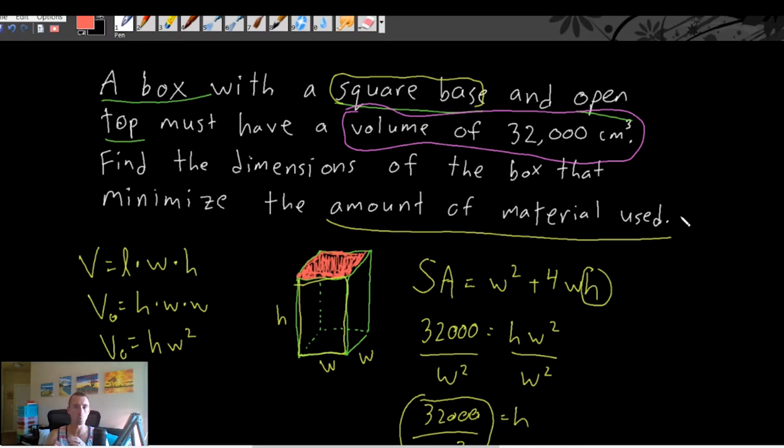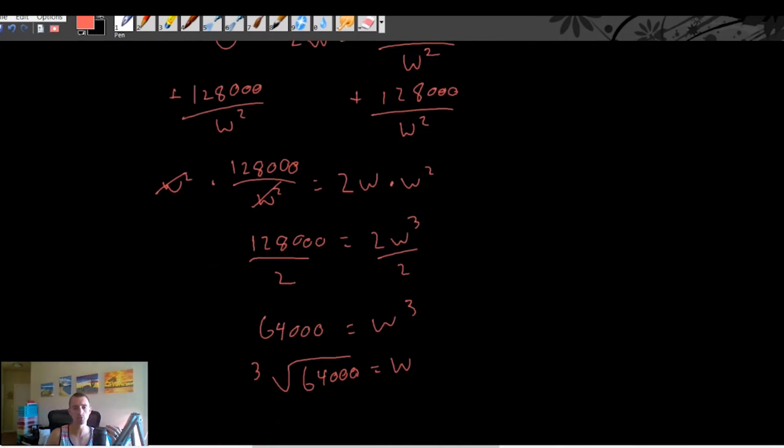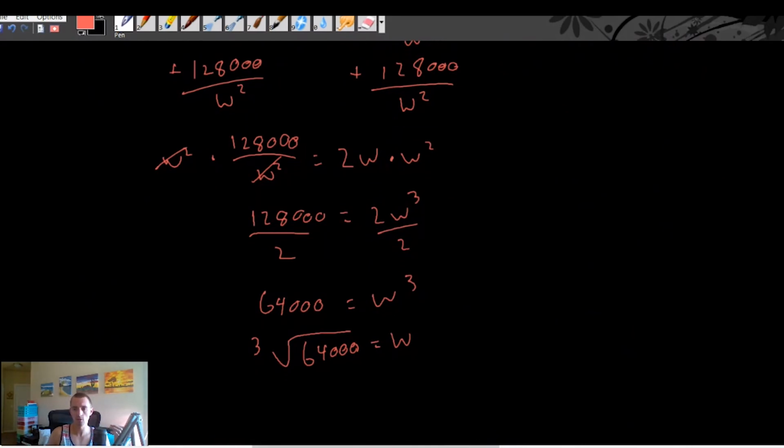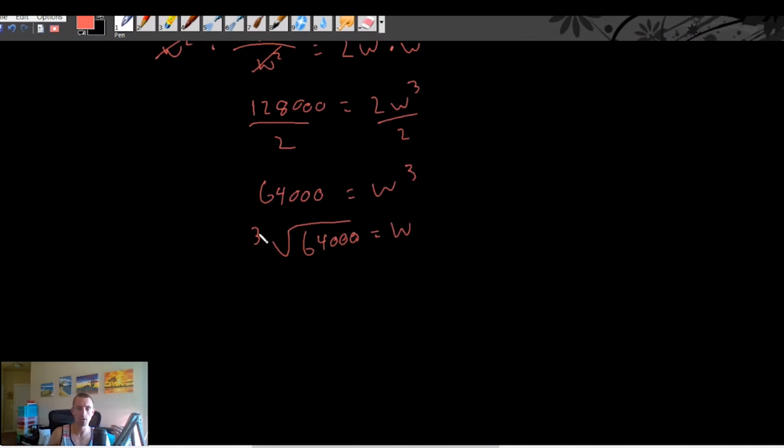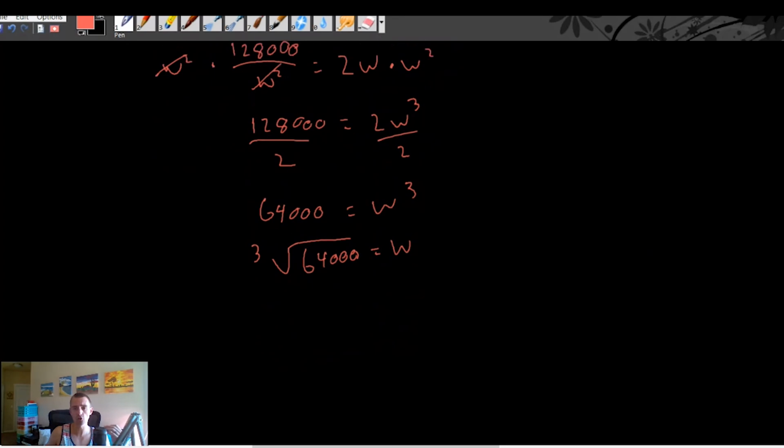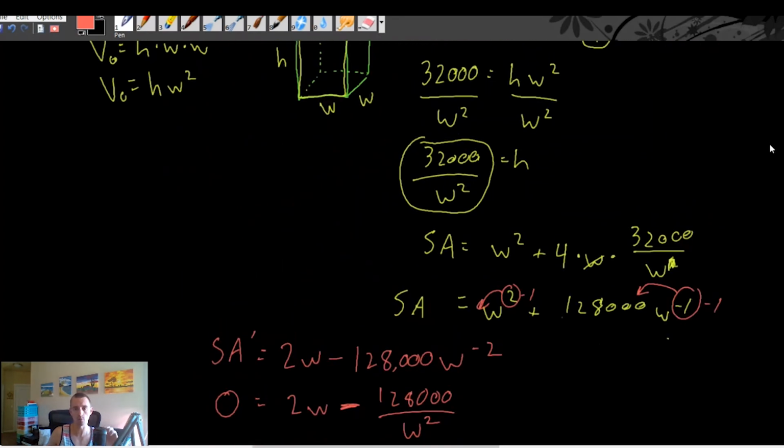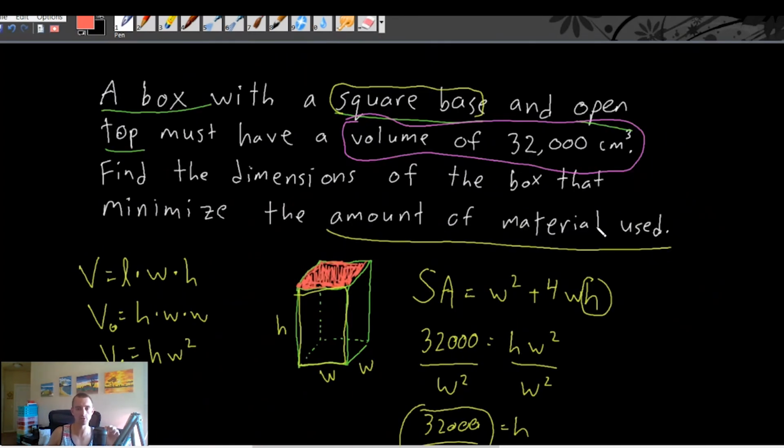There shouldn't just be one critical number that creates a situation where we're using the most possible cardboard to make this box. It doesn't really make sense. So we can just go ahead and assume that the width of the cube root of 64,000 should be the place where we minimize the amount of material used to make a box of this volume.